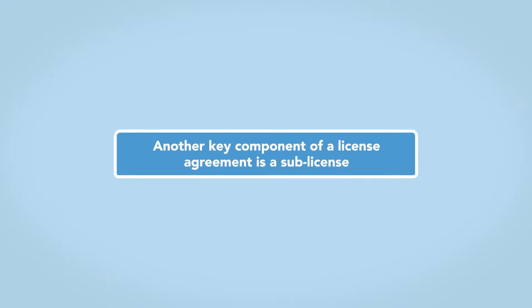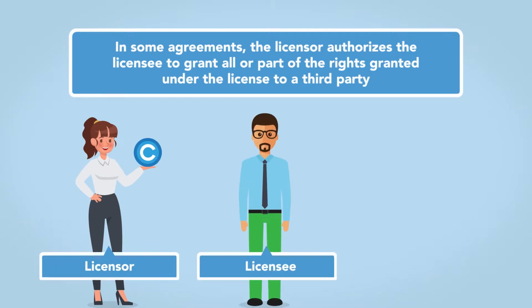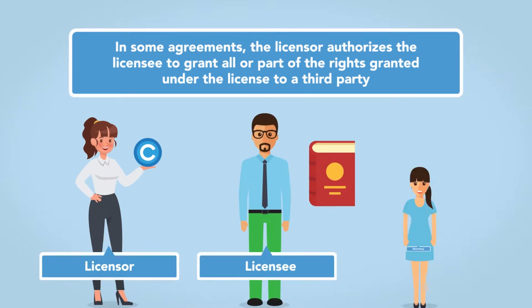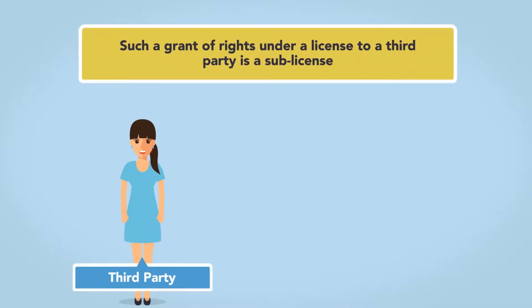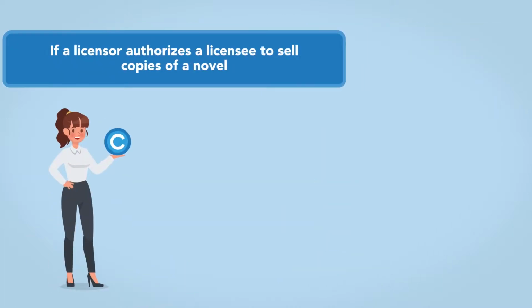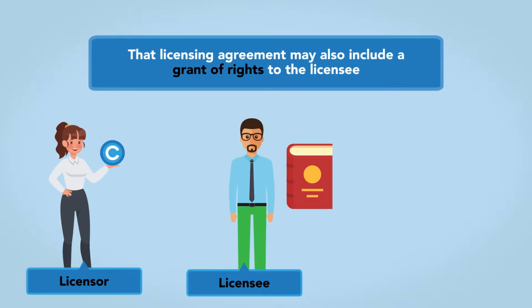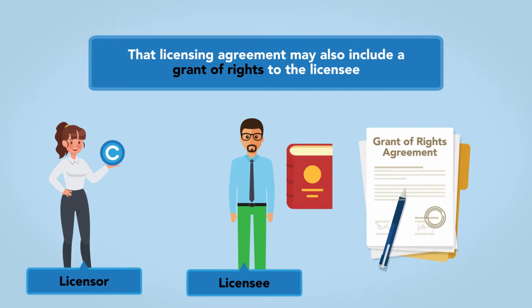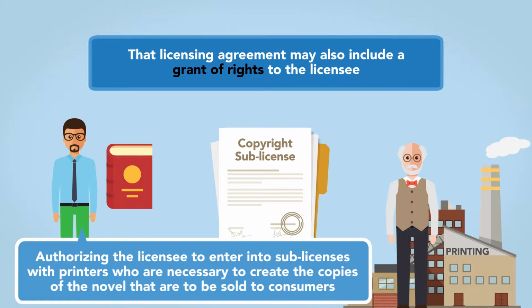Another key component of a license agreement is a sublicense. In some agreements, the licensor authorizes the licensee to grant all or part of the rights granted under the license to a third party. Such a grant of rights under a license to a third party is a sublicense. If a licensor authorizes a licensee to sell copies of a novel, for example, that licensing agreement may also include a grant of rights to the licensee authorizing the licensee to enter into sub-licenses with printers who are necessary to create the copies of the novel that are to be sold to consumers.